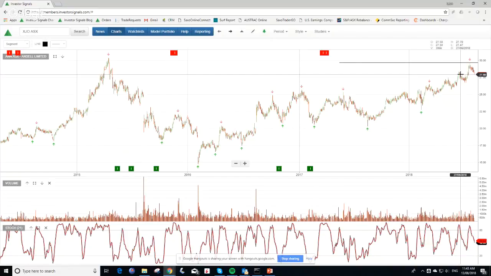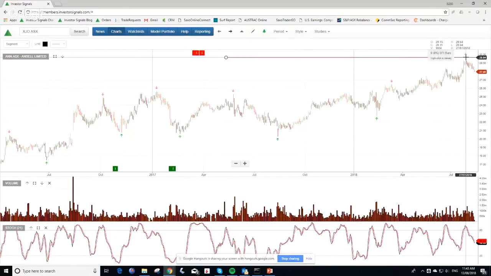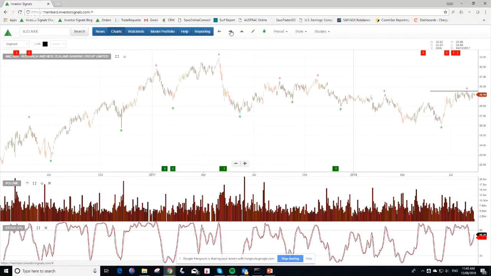Ansell, so this is one that we've looked at in prior weeks. So the concern here is the stock's overvalued. So this is one that we looked at for the short side, and that's really for clients that may be running a CFD account, that we continue to think Ansell looks expensive.